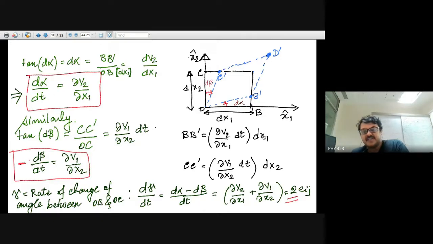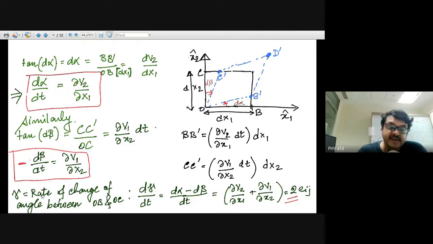So basically, dβ by dx1, that's dα, and then you take d/dt. The rate of change of alpha with time is ∂v2/∂x1, and the rate of change of beta angle with time is ∂v1/∂x2, which we just get from the geometry. And then the deformation, which is how the vectors OC and OB deform: the fluid element gets deformed into the fluid element with sides OC dash and OB dash, and so on and so forth.